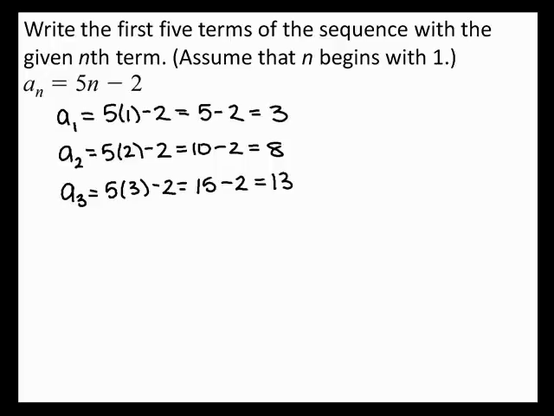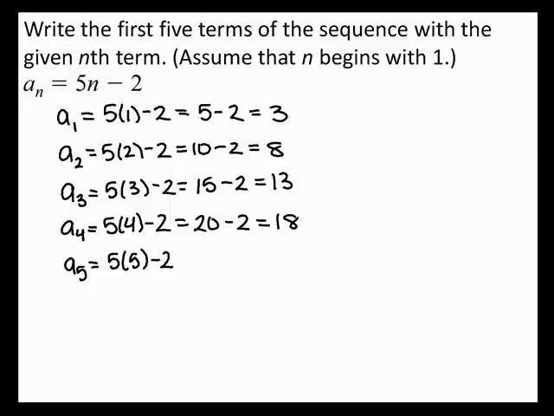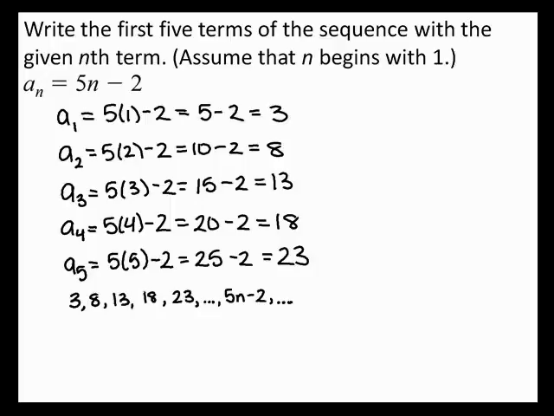Substitute 4 in for n. Simplify 5 times 4. Simplify 20 minus 2. You find that a sub 4 is equal to 18. Substitute 5 in for n. Simplify 5 times 5. Simplify 25 minus 2. You find that a sub 5 is equal to 23. The first 5 terms of the sequence are 3, 8, 13, 18, and 23.